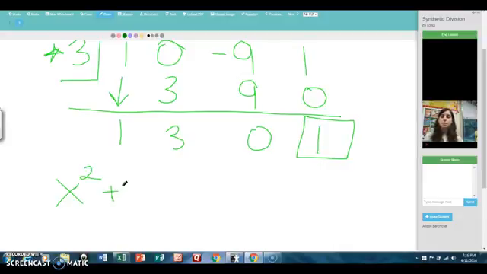And then we just go in order, x squared plus 3x plus 0. And then I have this remainder. It's 1 divided by the factor that we started with. And there we go.